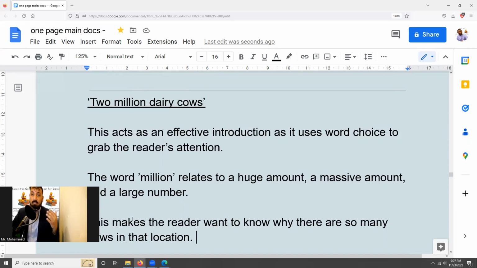Think about what the reader might want to know. You could also say this makes the reader feel sad, makes the reader feel excited, whatever. Just something like that. That is all you have to do for an effective introduction. Okay, good.